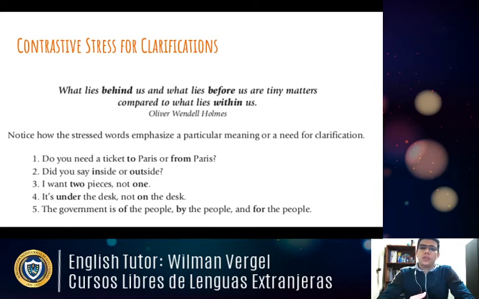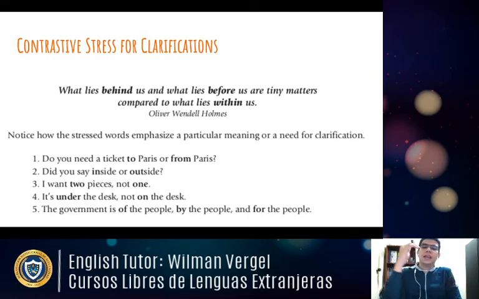Number two, did you say inside or outside? So as you can see here, what we emphasize is the preposition. We say inside or outside, because in this case, maybe someone's confused with the location of something, and then you need to clarify inside or outside. Number three, I want two pieces, not one. Okay, I want two, not one.